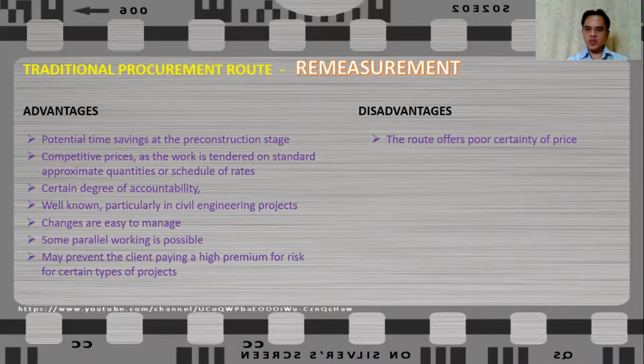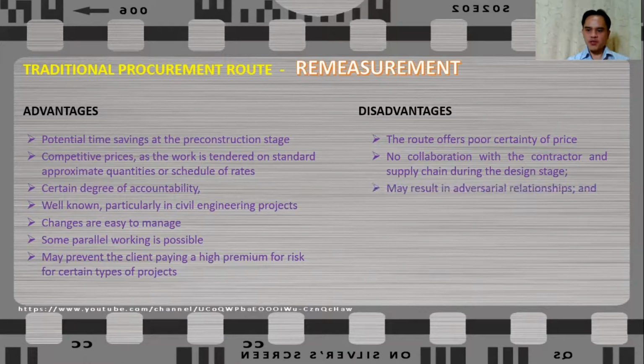Cost certainty will depend upon the level of accuracy of the approximate quantities used in the tendering process or the sufficiency of schedule of rates. There is no collaboration with the contractor or supply chain involvement in the early planning or design stage, when most expensive decisions or those that will likely have an impact on time are being made.